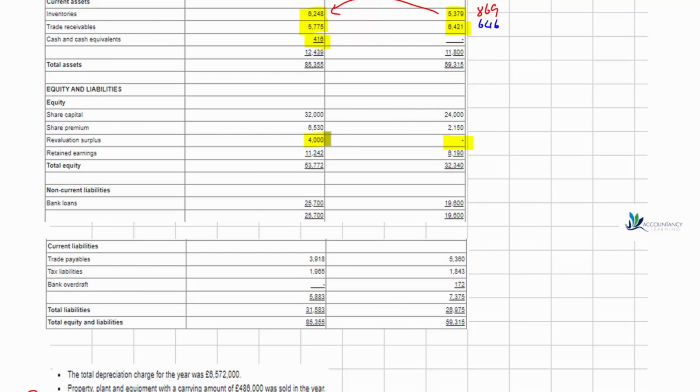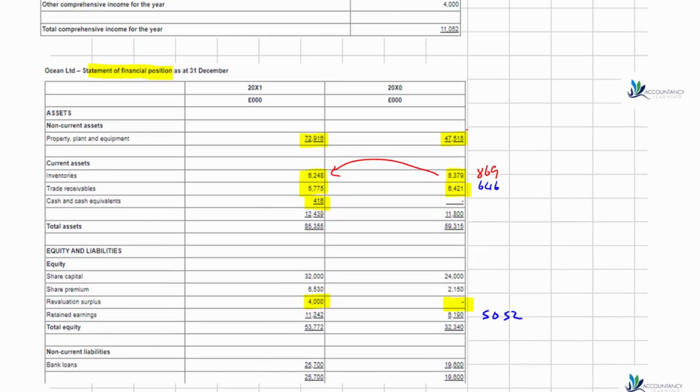And then for my retained earnings, well, let's look at the difference between these two numbers. So this year we've got 11,242 and last year we have 6,190. So we can see that we've got a movement of 5,052.